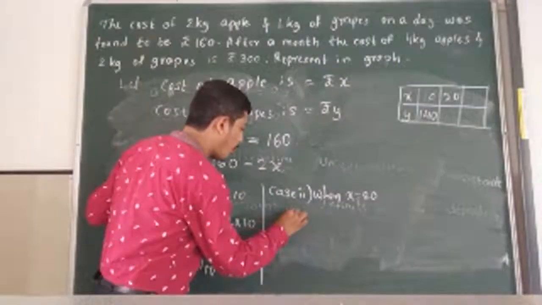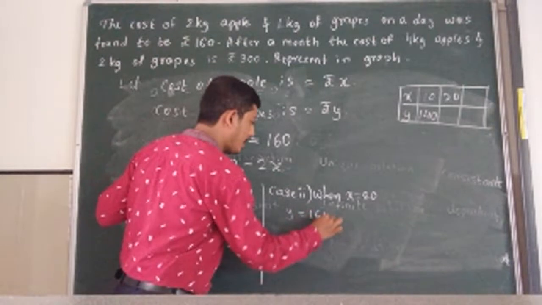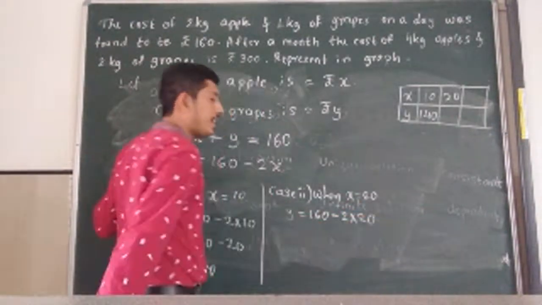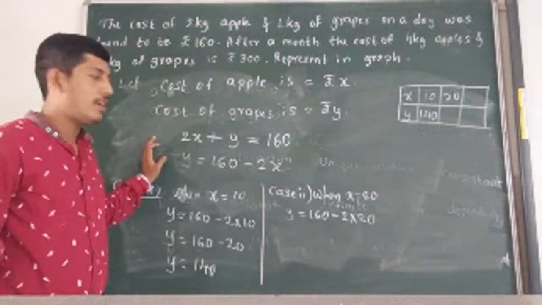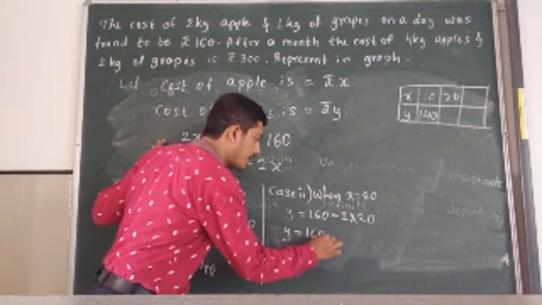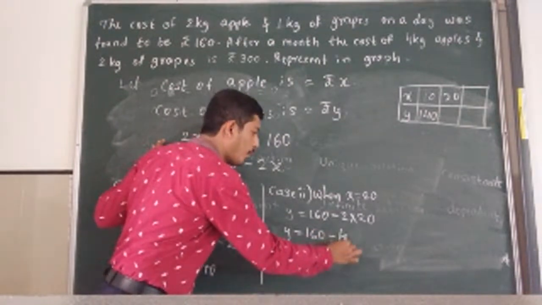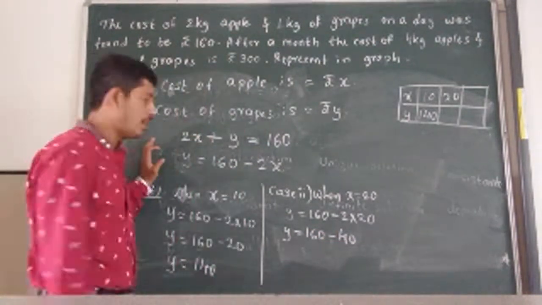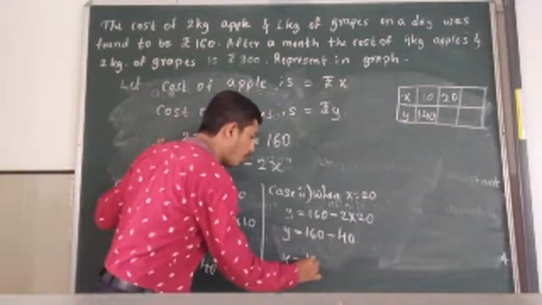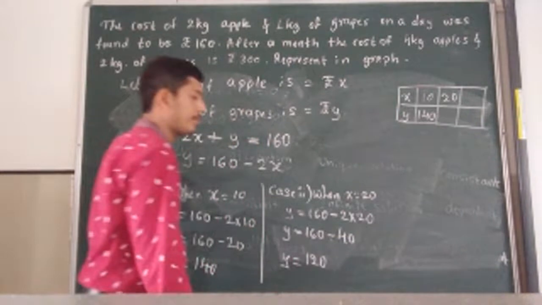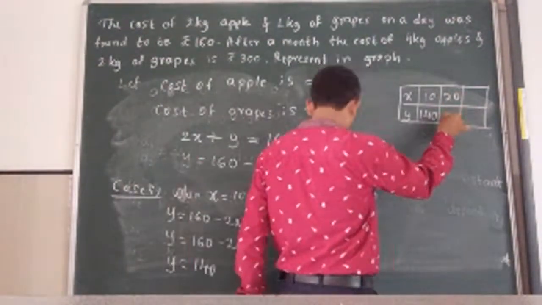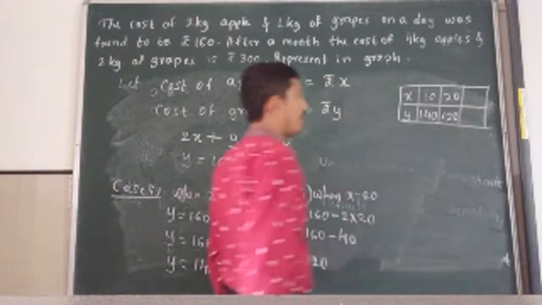So therefore y equals 160 minus 2 into the x value, which is 20 in this case. So it becomes y equals 160 minus 2 times 20. Therefore the value of y becomes 160 minus 40, which is 120. So when x equals 20, the y value becomes 120.